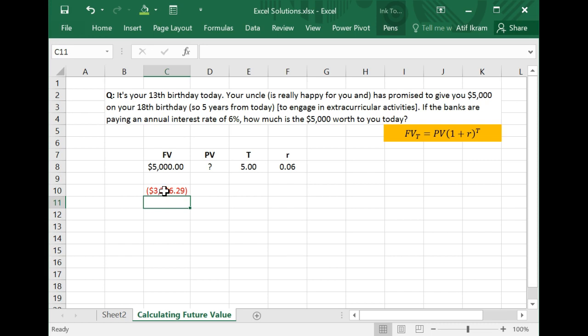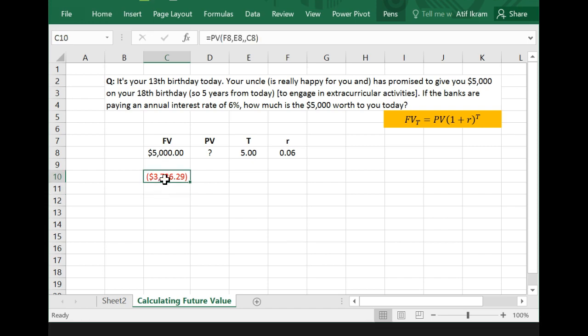You're basically saying that the worth of that $5,000 to you today is $3,736.29. So that's the present value. And this is how you can use Microsoft Excel to determine the present value of any known amount that you're going to get in the future. Simply make use of the present value formula, enter the rate, the number of time periods, and in this case there's no payment for problems like these. Just enter the future value and you're done.